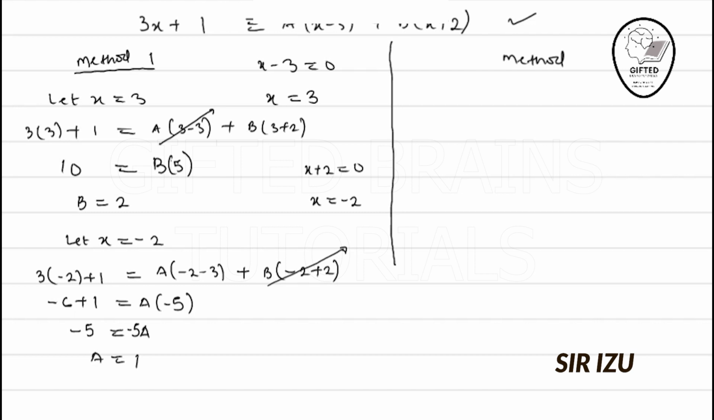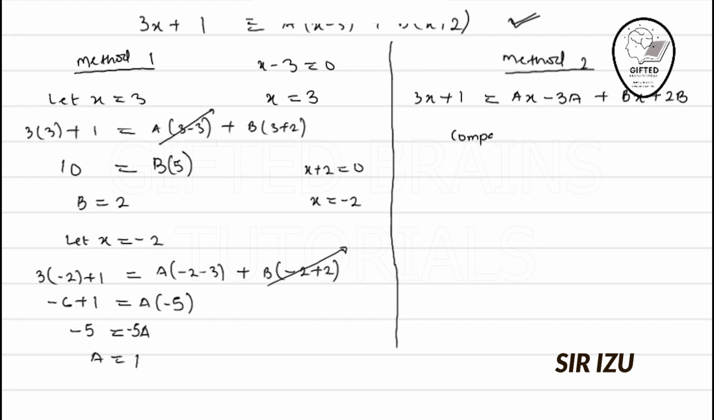Let's just do method 2. For method 2, we are resorting to solving simultaneous equations. What we just do is take the left hand side of this marked equation, 3x plus 1, equal to, expand the right hand side. That will give me ax minus 3a plus bx plus 2b. And then we do what we call comparing coefficients.